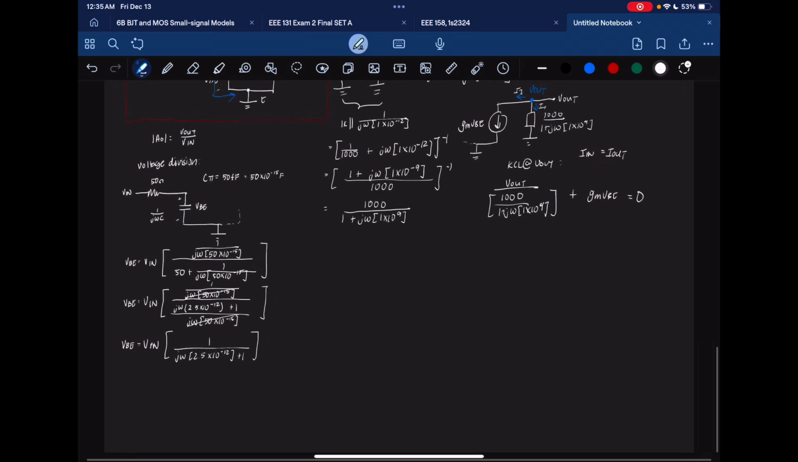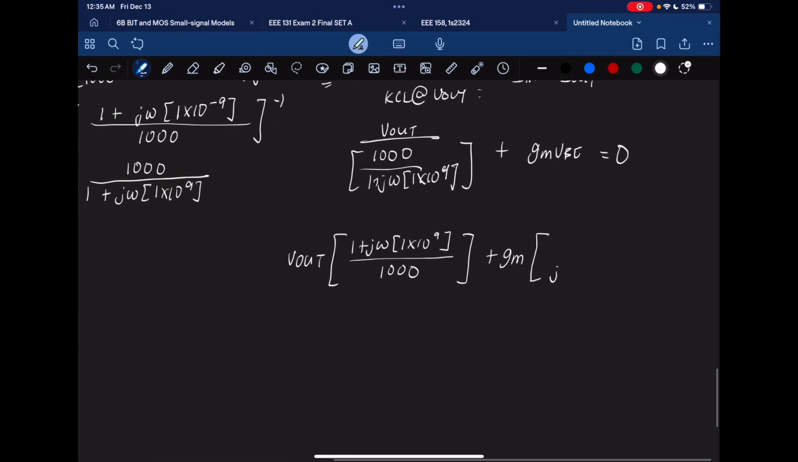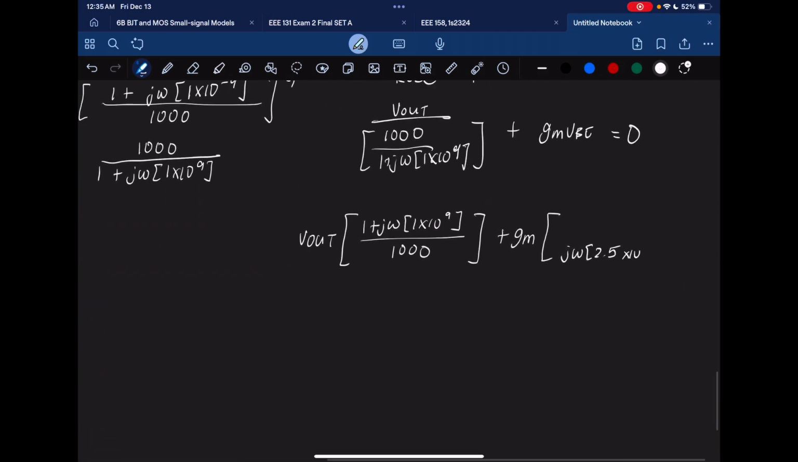And then now, this one we can substitute here. 1,000 1 plus JW. Actually, there's a better way of writing this. V out divided by... so, V out multiplied by 1 plus JW 1 times 10 raised to 9 over 1,000, multiplied by GM and VBE. So, the VBE that we just got earlier, 2.5 times 10 raised to negative 12 plus 1. I'll just move the 0 here.